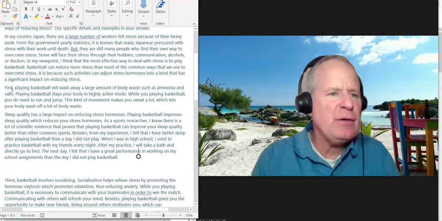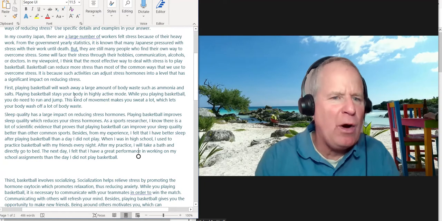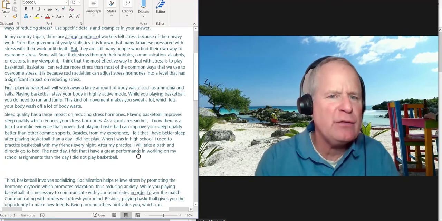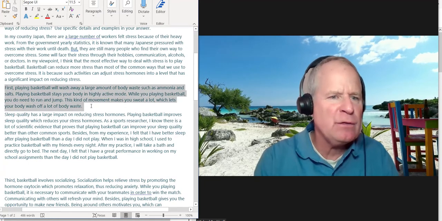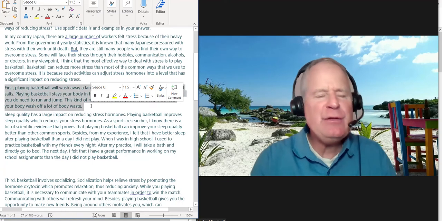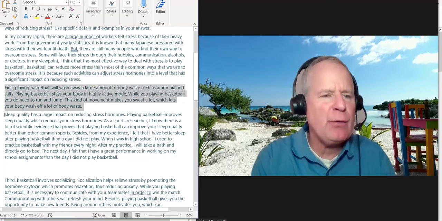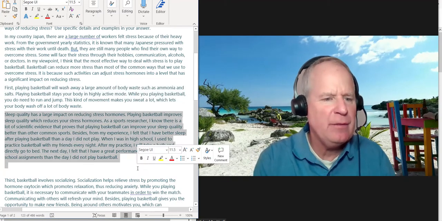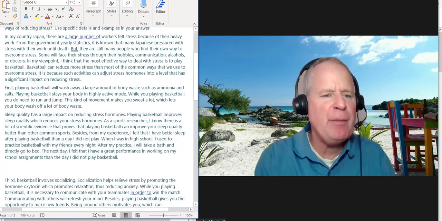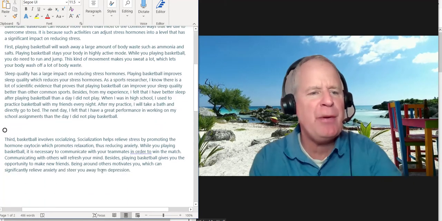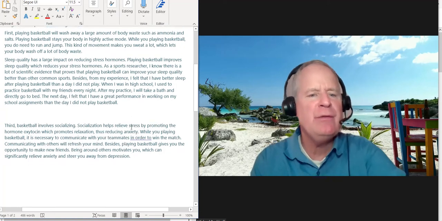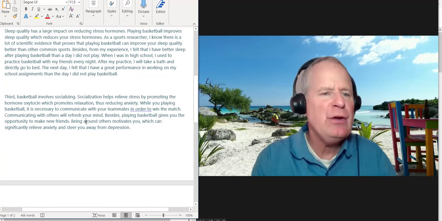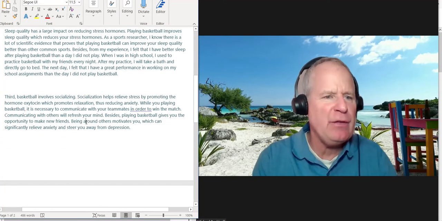And let's look at this one paragraph. So basketball will wash away a large amount of body waste such as ammonia and salts. You need to develop each body paragraph so it kind of looks like this one, right? Each paragraph should be pretty balanced. So to have that really short paragraph, then a longer one, and then a little bit shorter, you want to be a little bit more consistent there.